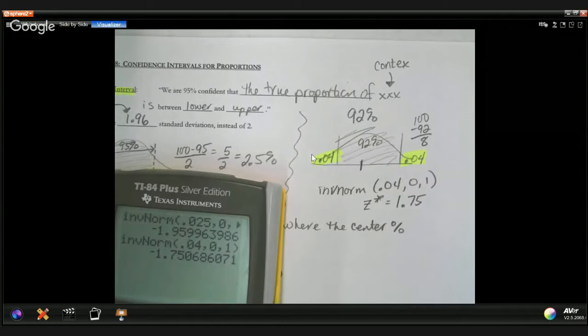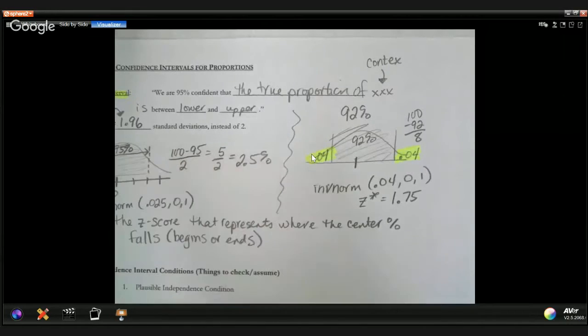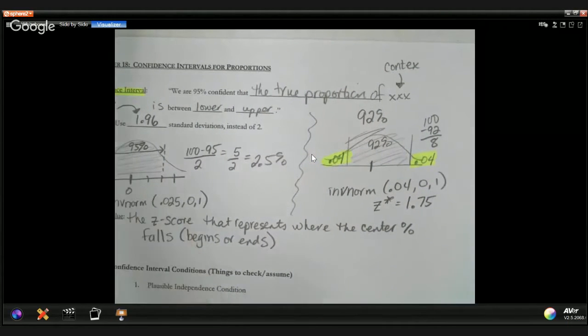And again, we just drop the negative. It doesn't matter if it's negative. I just know that I'm 1.75 tick marks away. So whenever you use a 95%, it's 1.96. Now we found out whenever it's a 92% confidence, it's 1.75.